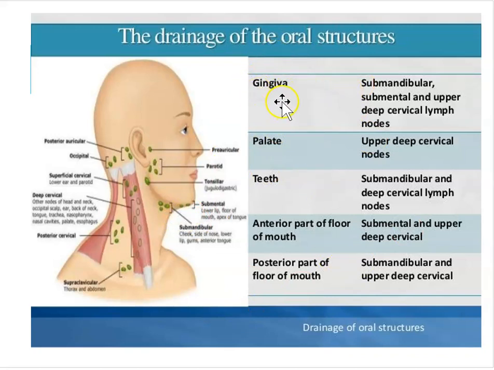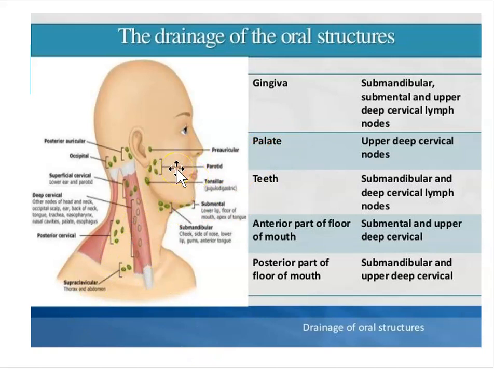So your gums, where do they get drained? The gingiva, it gets drained. So the gums, think about where your gums are. It gets drained in the submandibular or even the submental, because gums are everywhere over here. And then it even gets drained into the upper deep cervical nodes. So all the fluid, lymph kind of goes here, and then it goes down and circulates in the rest of the body.